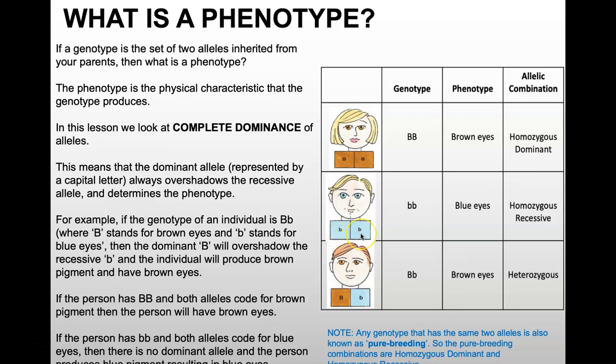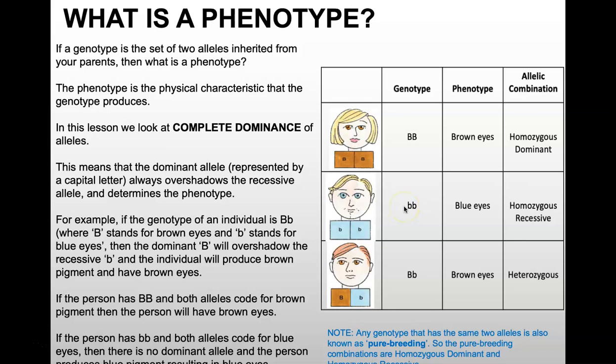Unlike this man over here, who is also homozygous, but homozygous recessive. He's got two of the same alleles, but they're both recessive blue-eyed alleles, so he's got no dominant allele to mask the blue pigment from being made. He'll end up having blue eyes, with a genotype of little b, little b.